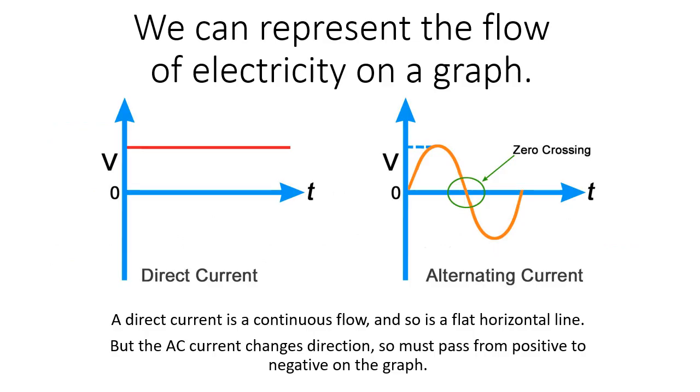We can represent the flow of electricity on a graph. These are voltage time graphs. The graph on the left is showing us a direct current, and you can see that the voltage is consistent with time. But the graph on the right is showing us an alternating current, and we can see that the voltage changes direction over time. It passes the 0 point, which means that it's flowing backwards.